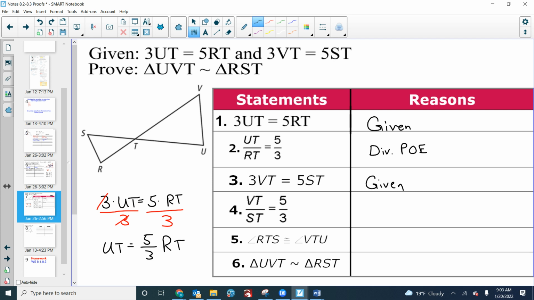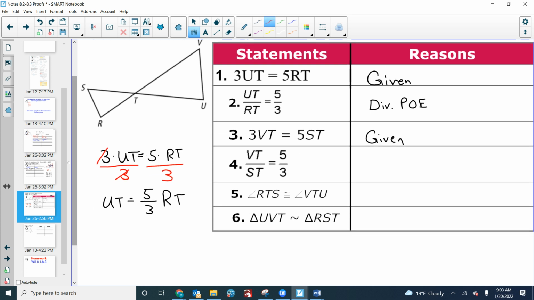Are you with me so far? If I divide both sides now by RT, pretend that's a T, I get UT over RT is 5/3. Does that make sense? It was 2 division properties of equality. They just did it in one step. So division property of equality will be fine there.